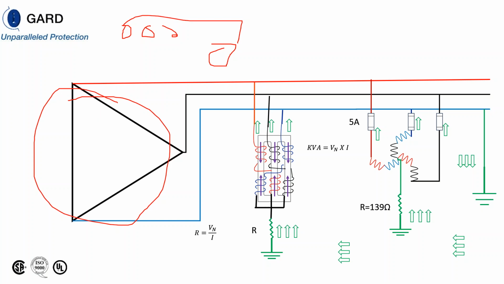Now 250.36 in the United States says that you can have a high resistance grounded system up to 1000 volts, and if you limit the fault current to a low value.